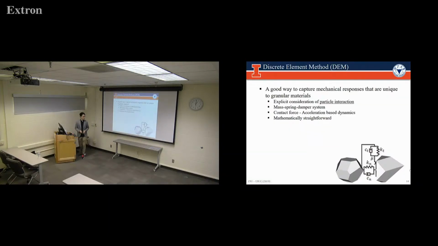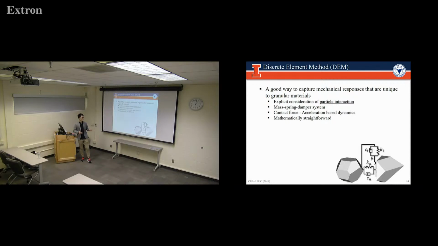Yes, so as you can see here, those individual particles are modeled as rigid particles. So they don't deform or crack. But the interaction between particles are modeled as these mass spring damper systems. That answers your question.